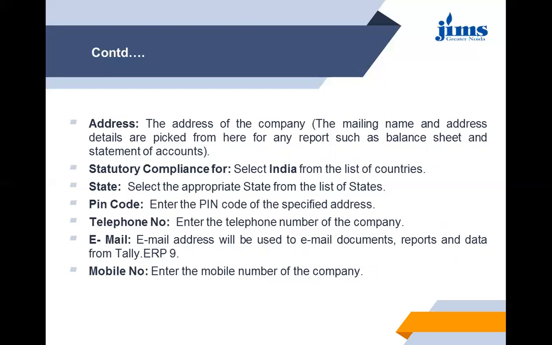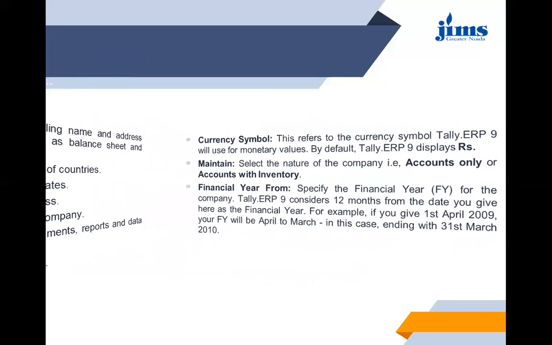Statutory compliance: select India from the list of the countries, or any country for which you are making the company. State: select the appropriate state from the list of the states. Pin code for that specified address. Then telephone number: enter the telephone number of the company. Email address will be used to email documents, reports, and data from Tally ERP9. And mobile number: enter the mobile number of the company.